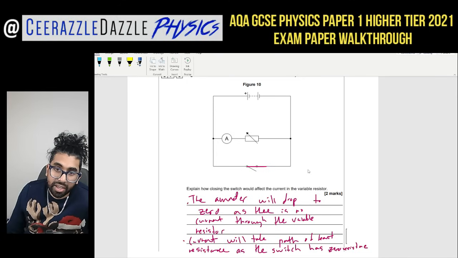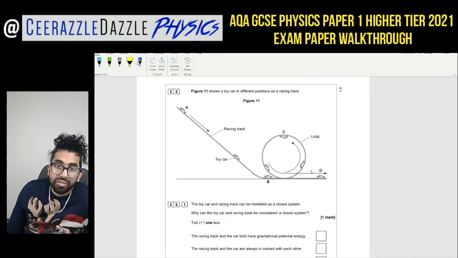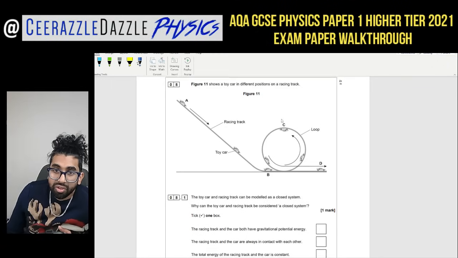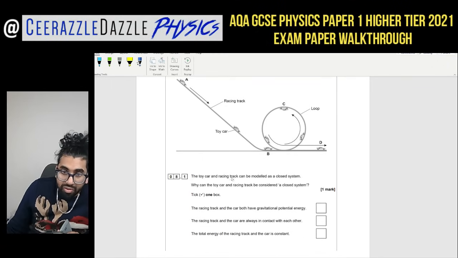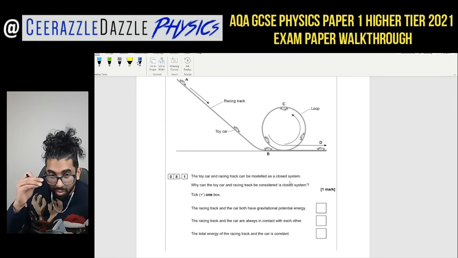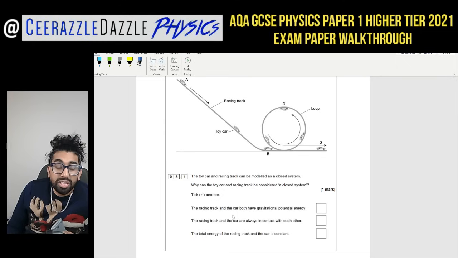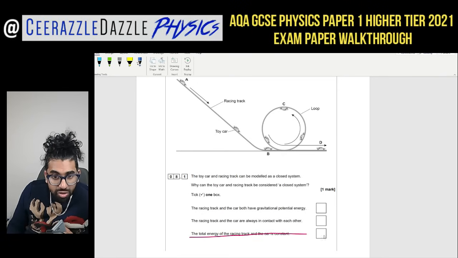Excellent stuff. Okay, now scrolling down. Figure 11 shows a toy car in different positions on a racing track. So there's our toy car, going down here. The toy car and racing track can be modeled as a closed system. What does the word closed system mean? Closed system simply means there is no loss of energy elsewhere. So that means that the total energy of the racing track is constant. So this is going to be the correct one.